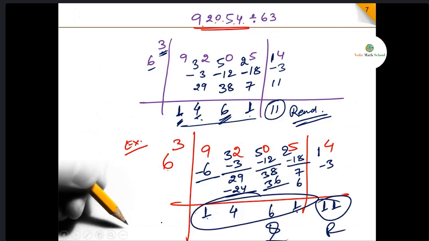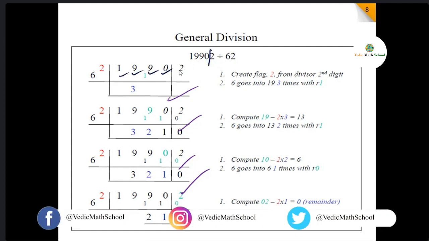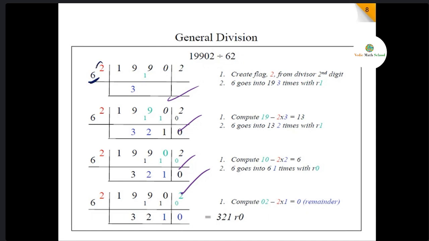Understood? Yes, sir. Write down the complete process. Take this example: 1992 divided by 62. Here you can see that 1990, and this 2 is separated out like the earlier question, and this 62 will be written like this. 6 is the divisor and 2 is the flag. Now, can you divide 1 with 6? No. So we are going to take 19.